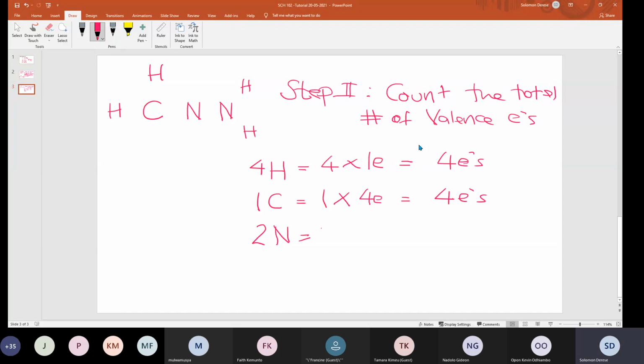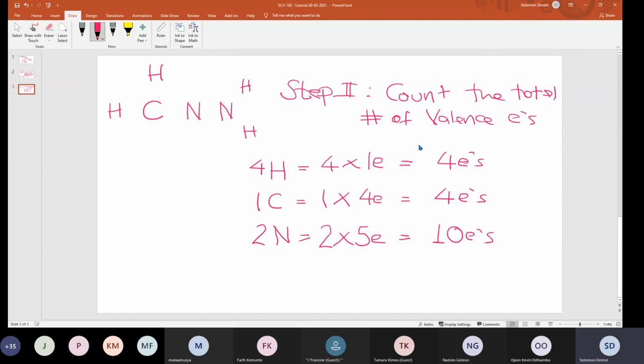Then nitrogen, we have 2 of them. Nitrogen is in group 5A of the periodic table. The number of valence electrons of nitrogen is 5. So 2 times 5 is 10 electrons.